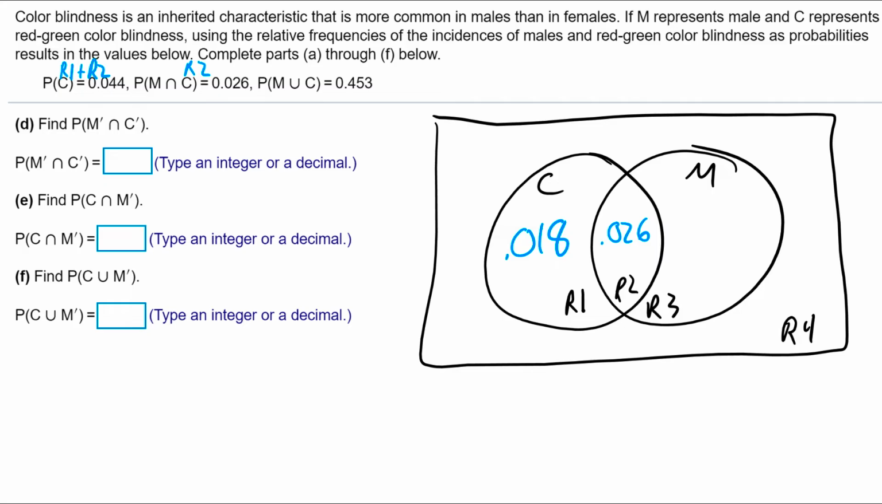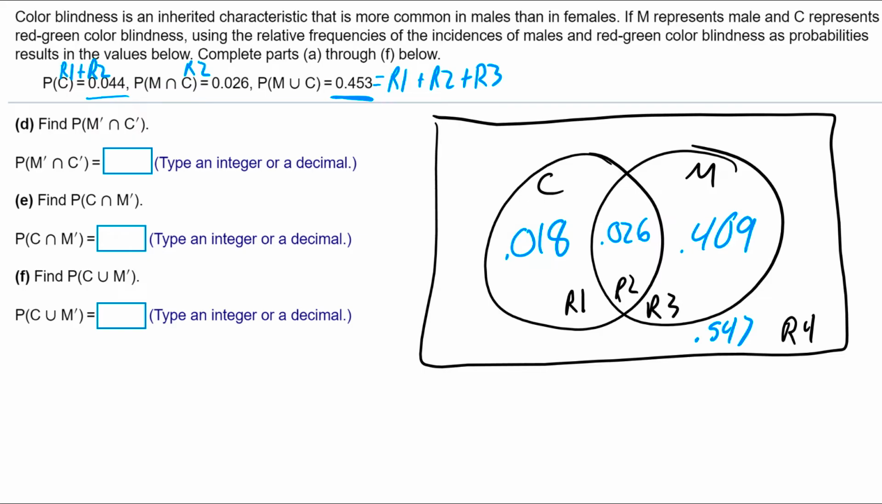And then M union C is 0.453. That's region 1 plus region 2 plus region 3. We already know regions 1 and 2, so we can add those together, which is going to give us 0.044. And then we'll subtract that from 0.453, and that'll give us 0.409. All right, now these are probabilities, so we can figure out region 4 by knowing that all of our probabilities need to add up to 1. So regions 1, 2, and 3 add up to give us 0.453. So if we subtract that from 1, we get that region 4 would have to be 0.547.